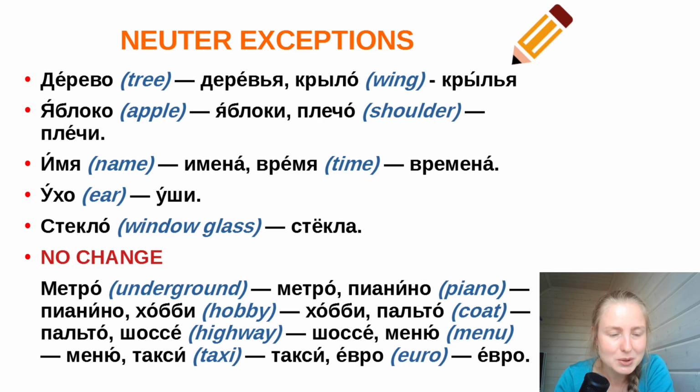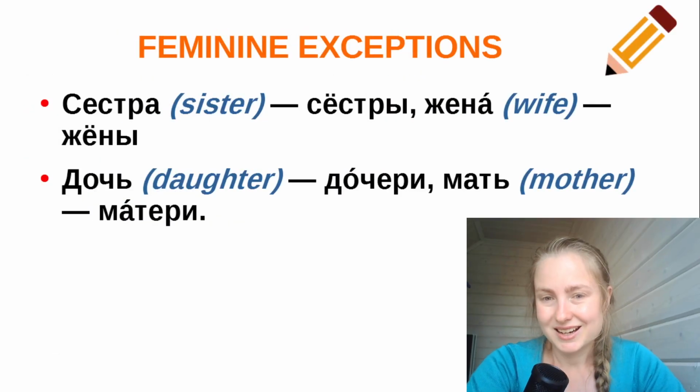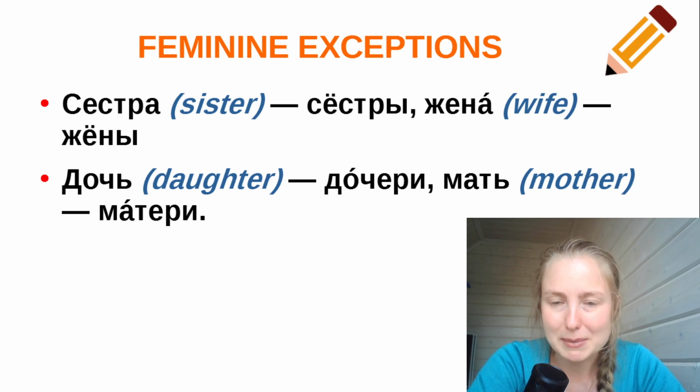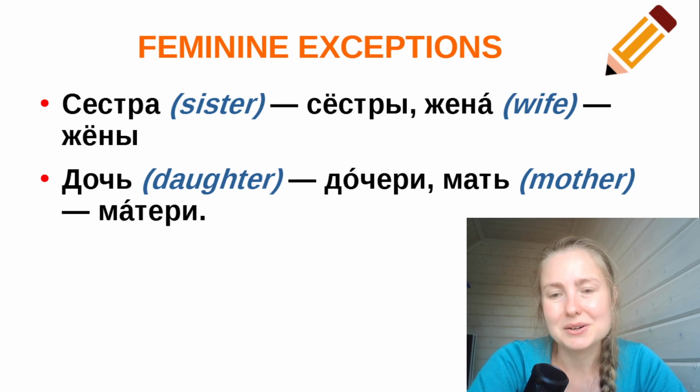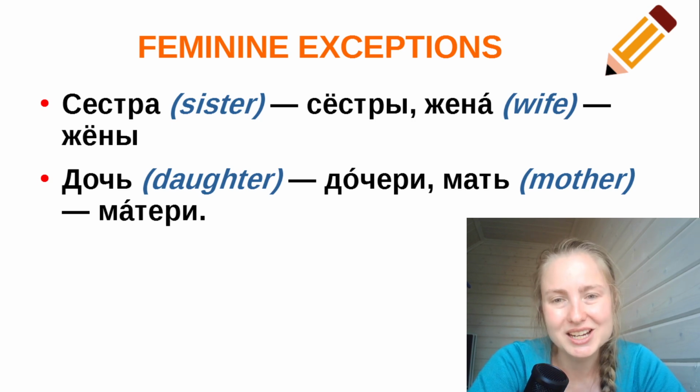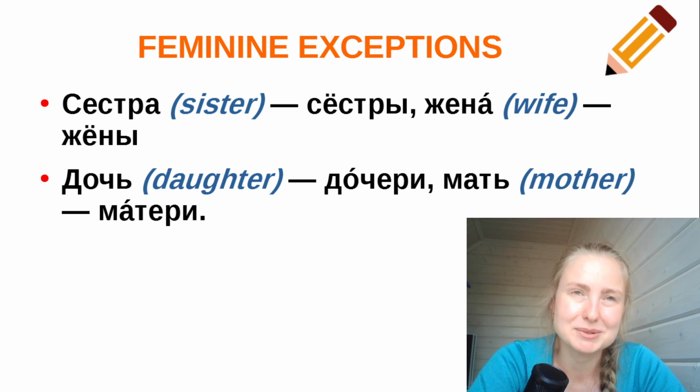Okay, and let's talk about feminine exceptions. It's a very good thing because here we don't have so many exceptions, and they are very easily remembered because all these exceptions are women from our family. So they are family members. They are сестра, сестры, жена, жены, дочь, дочери и мать, матери. So quite easy to remember. All women in our family except aunts and grandmothers.